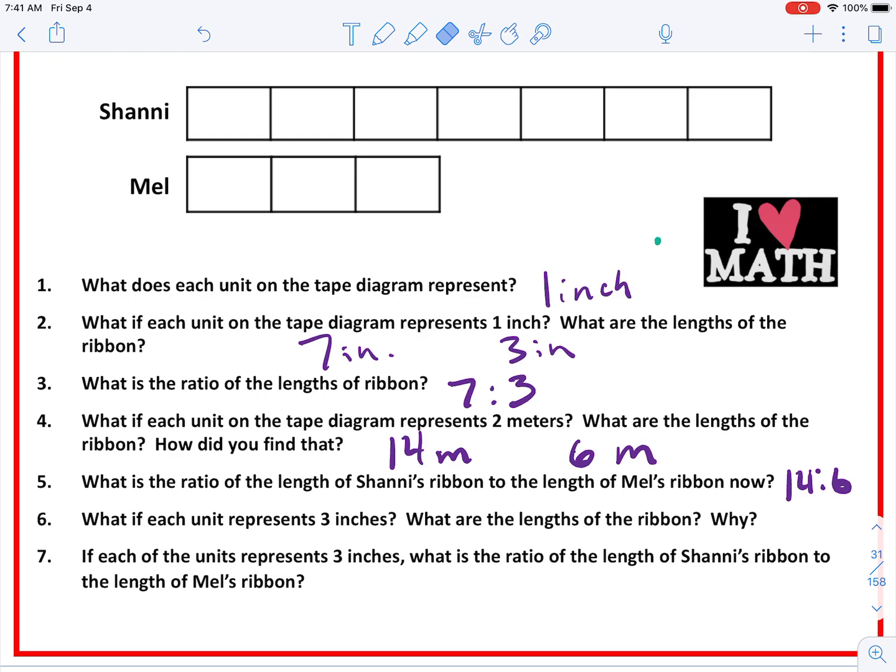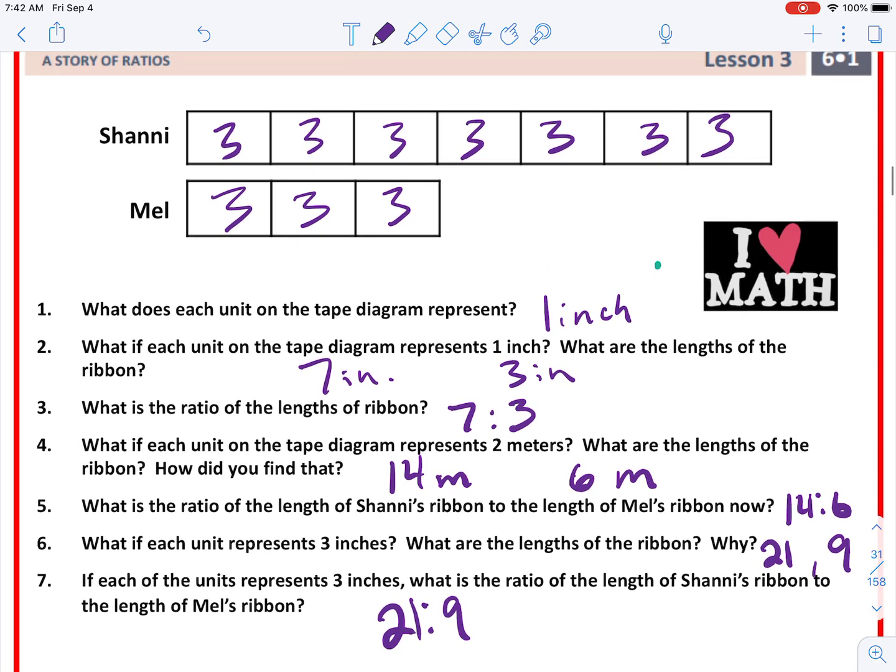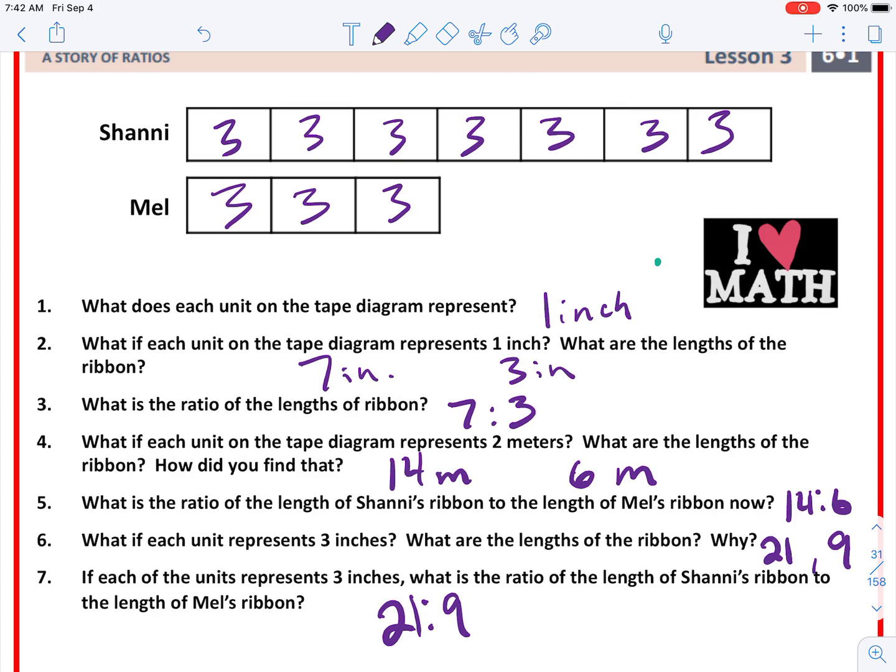Now, letter 6 tells us, what if each unit represents 3 inches? What are the lengths of the ribbon? Why? So we're going to do the same thing, except we're going to plug in 3 in our tape diagram. So now, Channy, 3 times 7 would be 21, and Mel would be 9. And what is the new ratio? It would be 21 to 9. Hopefully you're understanding this. If you don't, play back the video and try to go through it slowly.